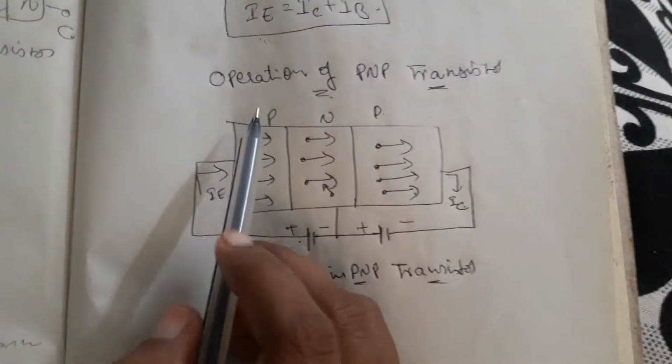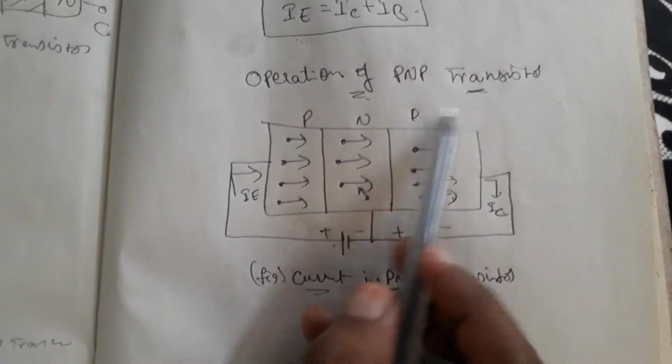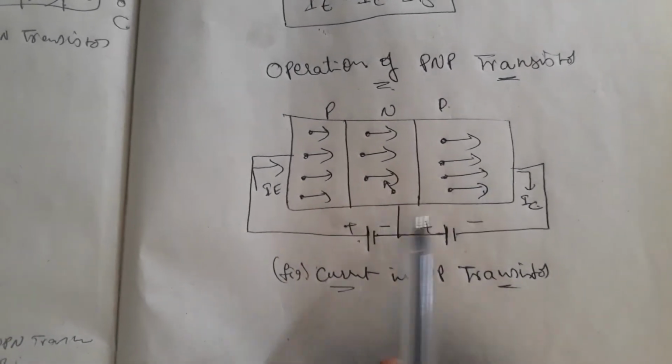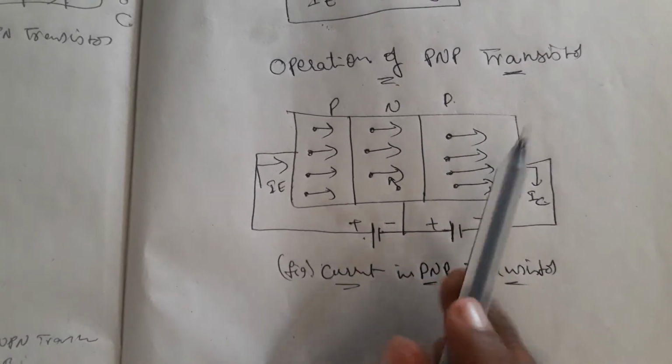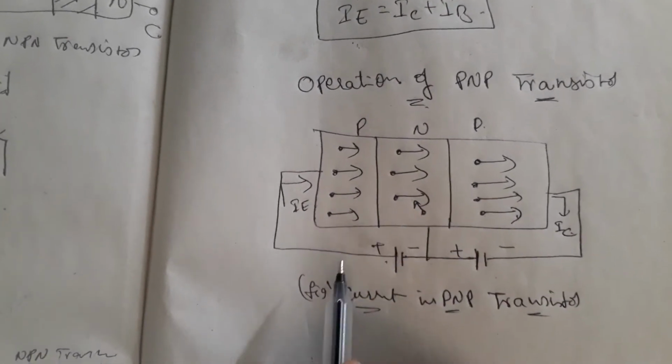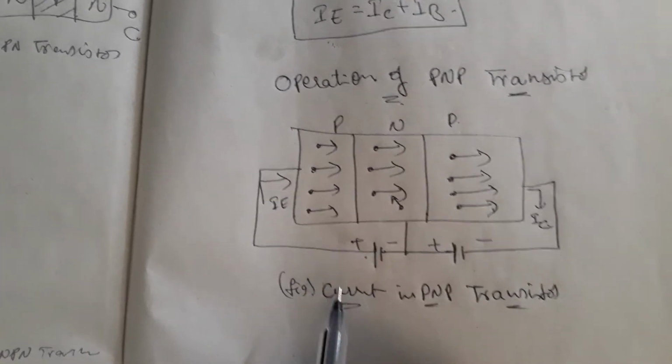Today we are going to explain the operation of a PNP transistor. This is the circuit diagram of a PNP transistor, with emitter, base, and collector junctions. The forward bias is applied to the emitter base junction.